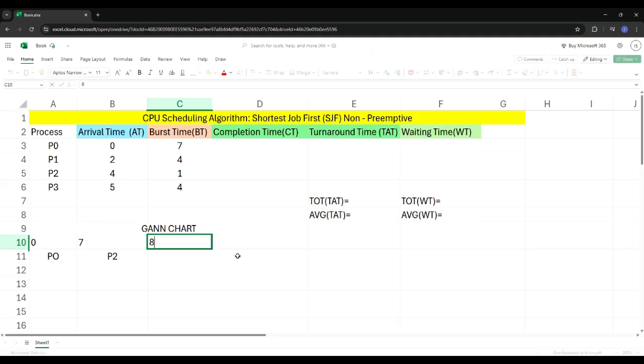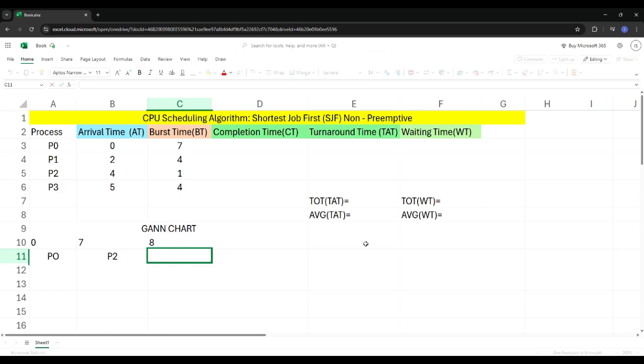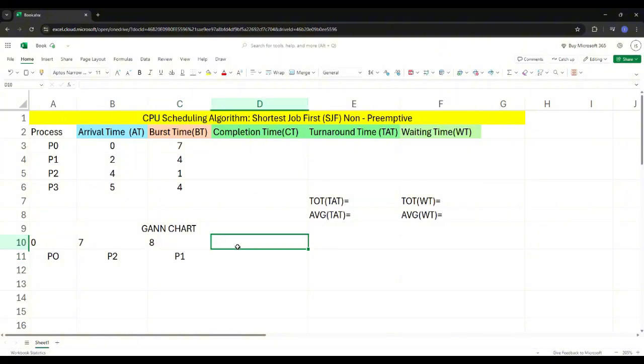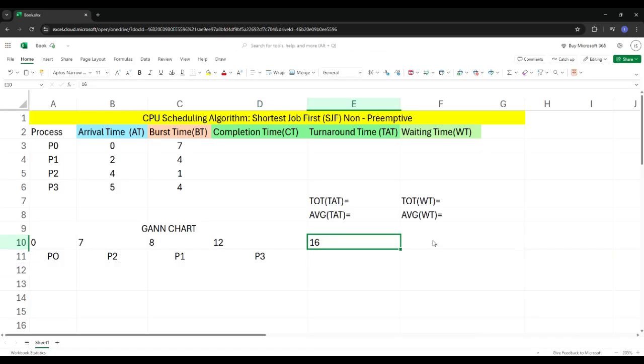P2 runs from 7 to 8. At time 8, P1 and P3 are still waiting. Both have the same burst time of 4. Since P1 arrived earlier, it is selected. P1 runs from 8 to 12. Finally, only P3 remains. It runs from 12 to 16, completing the execution. How do we get the numbers? You add the current time and the burst time.